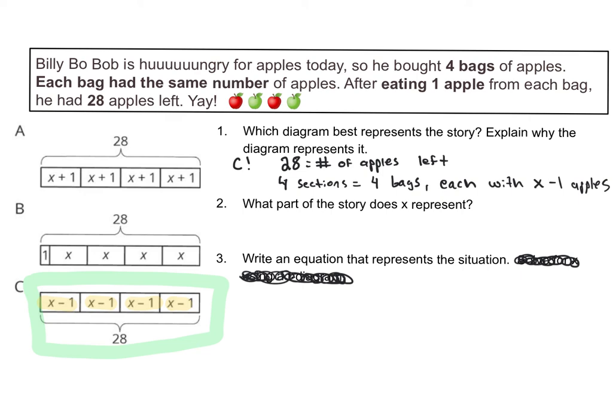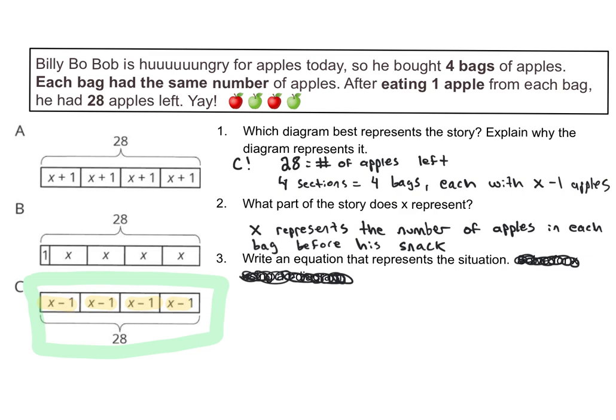So next, what part of the story does X represent? Go ahead and pause, write down your thoughts, come on back. So X is our unknown, and in this case, the thing we don't know is how many apples were in the bags before he had his snack. So X represents the number of apples in each bag before his snack.